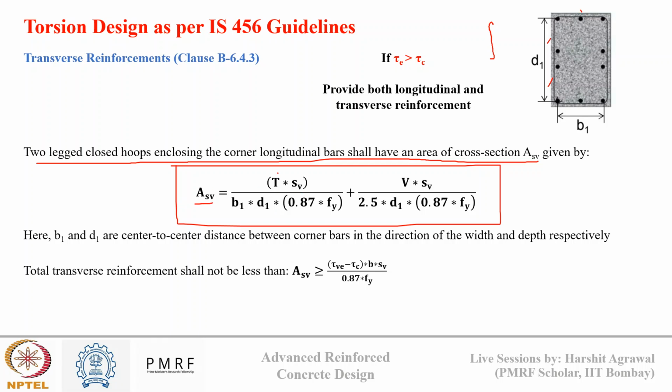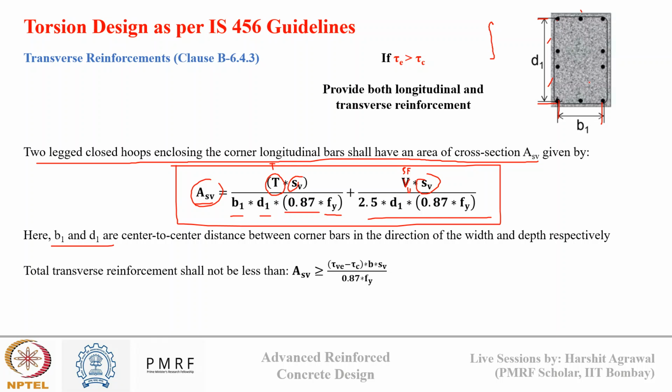Asv is T times Sv, T is the torque acting, upon b1 d1 times 0.87 fy. This b1 is this distance, the center to center distance between the end bars, and d1 is the center to center distance along the end bars here. Plus V times Sv, V is the shear force, Vu we can write, times Sv upon 2.5 d1 times 0.87 fy. So this is the formula for area of stirrups. If we know Asv, then we can calculate Sv.